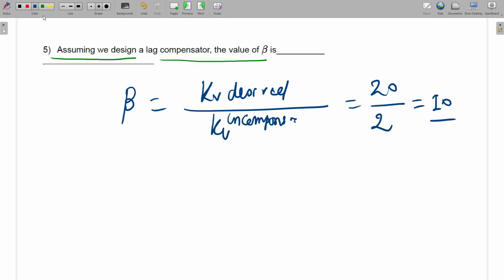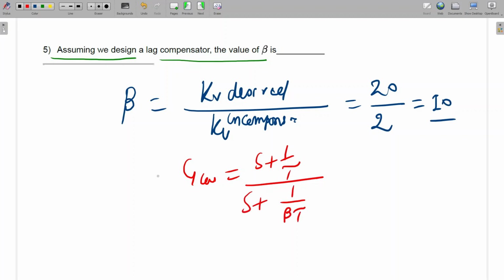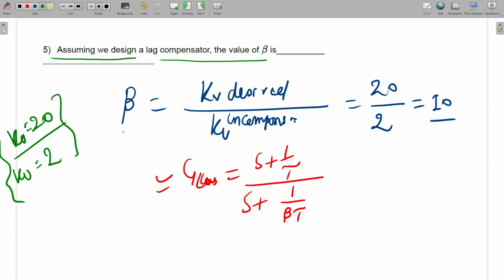And the lag compensator formula is G lag equal to, the standard formula, (s plus 1 by tau) divided by (s plus 1 divided by beta tau). This is the standard lag compensator formula, and the desired Kv value was 20. Uncompensated, we have calculated Kv as 2. So this short formula is there, and with that we can calculate the value of beta. So the beta value is 10. Is it clear?